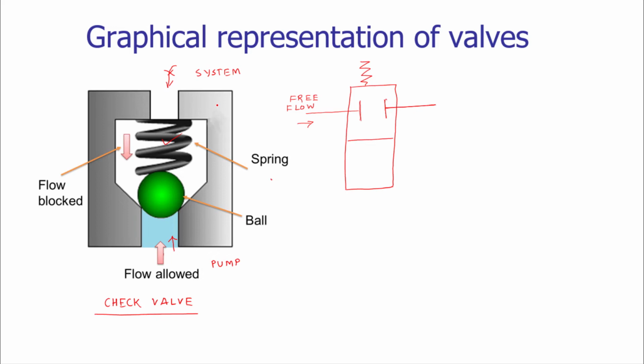It's not only the spring, it is due to the system pressure itself. The system is applying the pressure on this side, and due to that as well there is blocking. To designate that system pressure, we are showing the dotted lines. So this is the default position of the check valve.